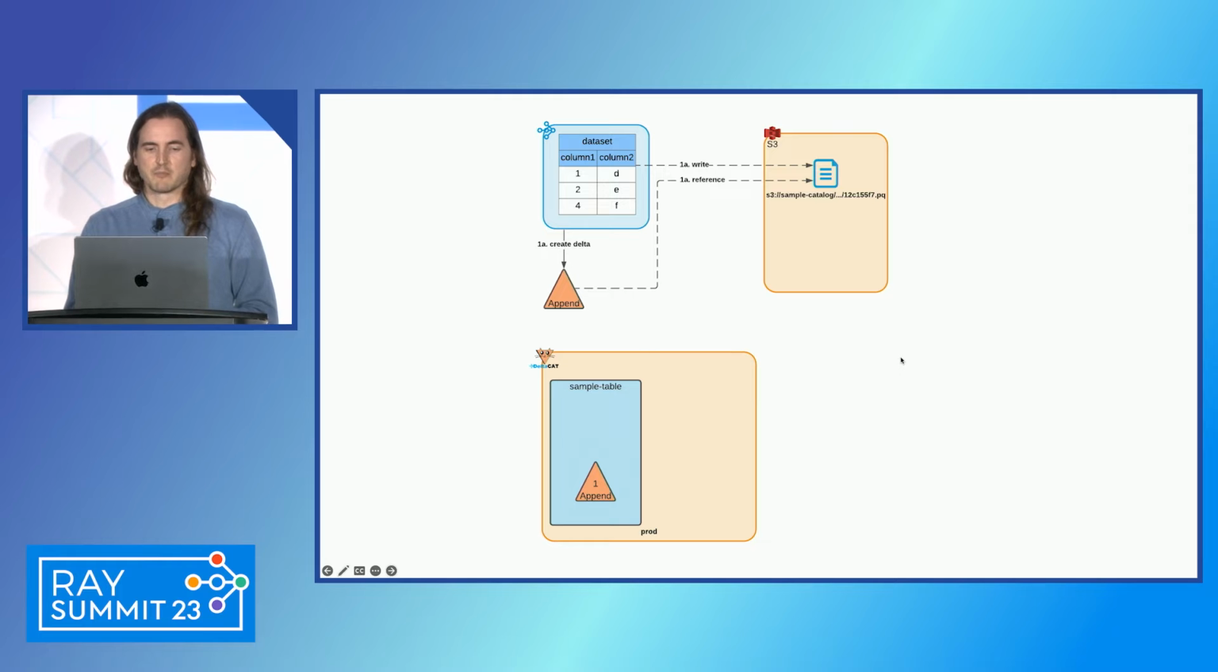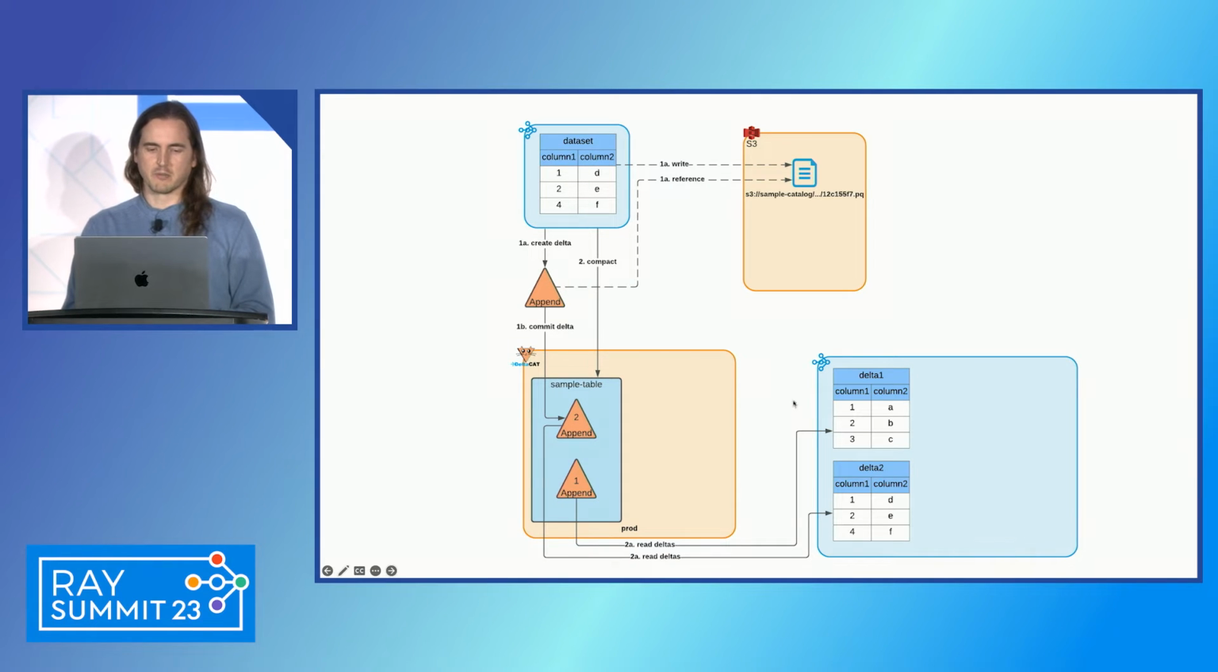We reference that Parquet file inside the delta, right? And we append it as a delta onto the sample table. So this table, in the data catalog metadata layer, has two deltas: the first pandas data frame and the second pandas data frame. Then we're going to send an implicit compact operation. Hey, a new delta arrived. Let's do a copy-on-write compaction of it.